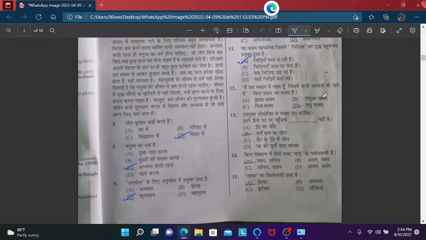Question number 12: मैं उस मकान में रहता हूँ जिसमें कभी आचार्य जी रहते थे. किस प्रकार का वाक्य है? Which type of sentence is this? Actually this is an example of a मिश्र वाक्य, a mixed sentence. Next: उपयुक्त लोकोक्ति से वाक्य पूरा कीजिए. You have to complete the sentence: इतने ऊंचे पद पर पहुंचना ___ नहीं है.